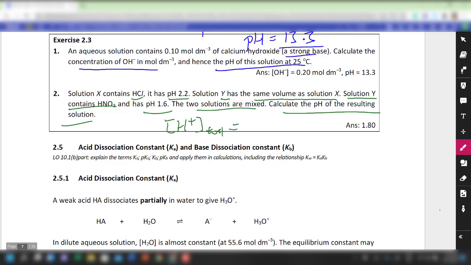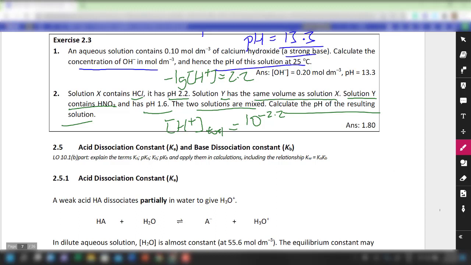Okay, this will be the contribution from HCl, which essentially is 10 to the power of minus 2.2. So for those of you who are a little bit confused by this, how come I can just take 10 to the power of minus 2.2, right? Remember that pH is minus log base 10 concentration of H plus, 2.2. So essentially I can shift the minus to the right, so I get minus 2.2. Then because it's log base 10, H plus concentration is 10 to the power of minus 2.2.